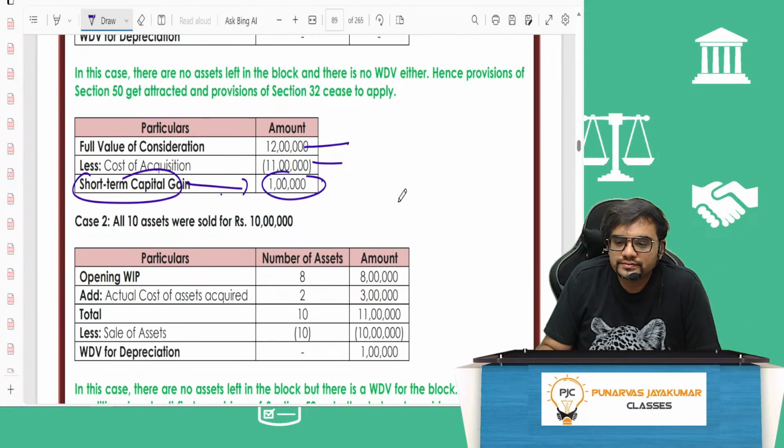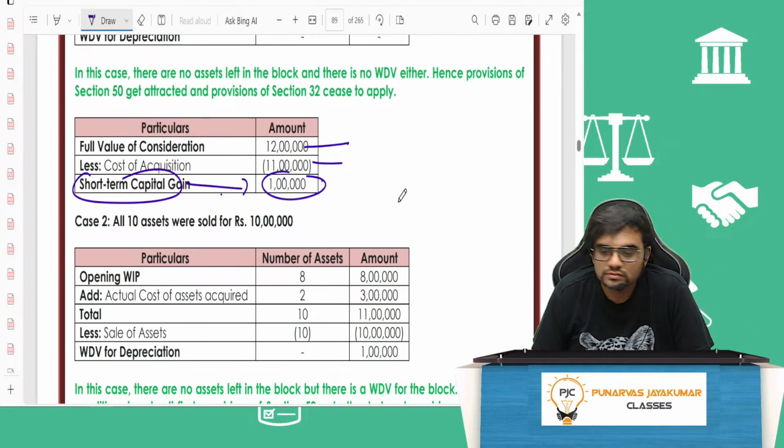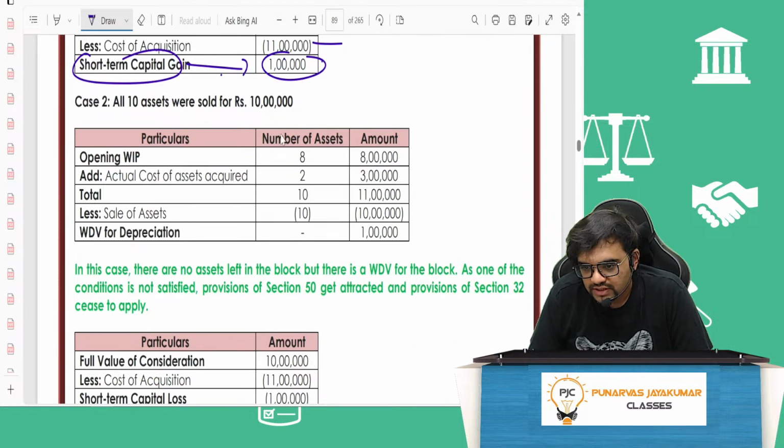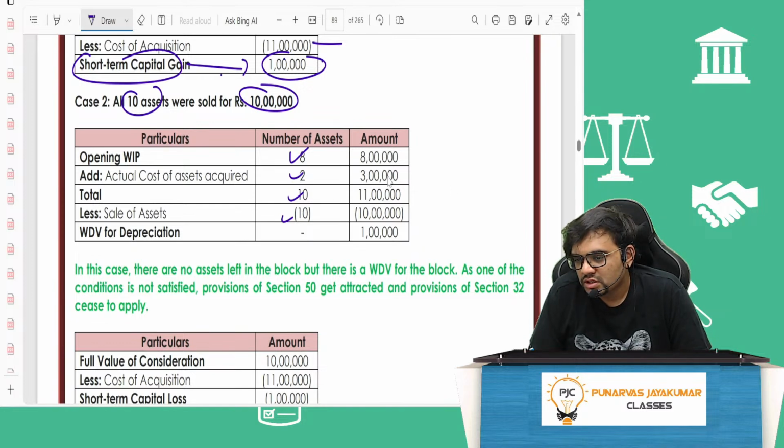Short-term capital gain. Yes. Now you see 8 assets, 2 assets added, total 10 assets. All 10 assets were sold, but they are sold for 10 lakh. So 8 plus 3, 11, 11 minus 10. So I told you value must be there, asset must be there. Here value, asset is there, asset is not there, sorry, value is there.